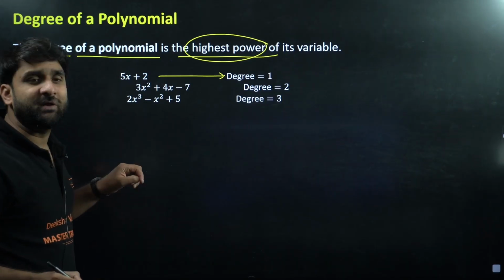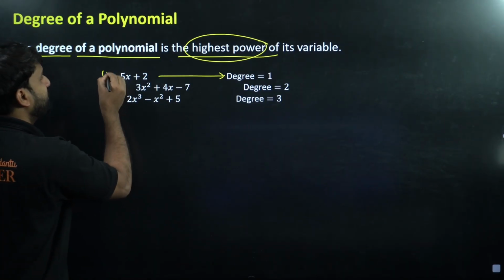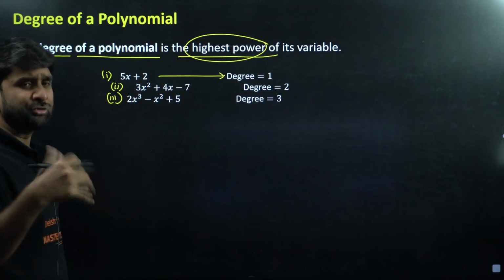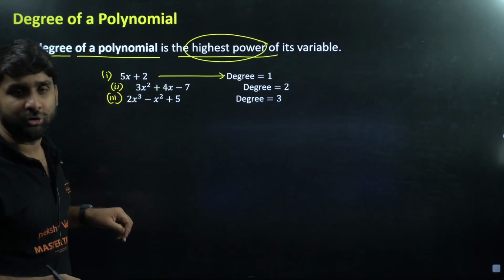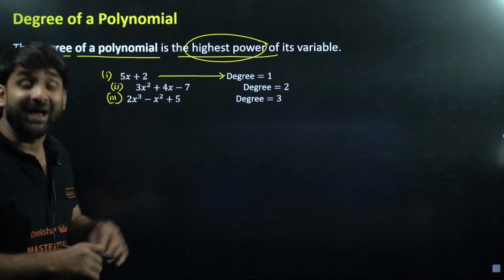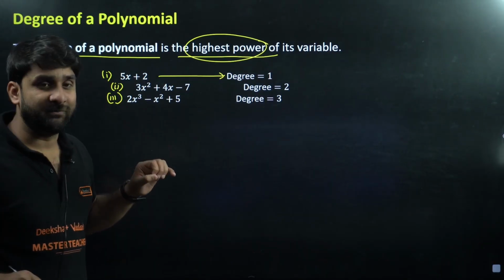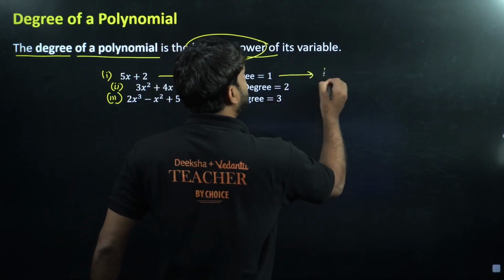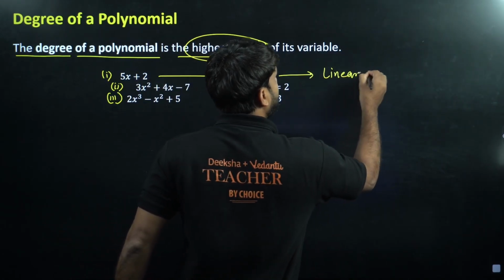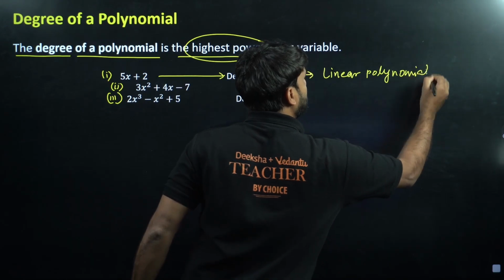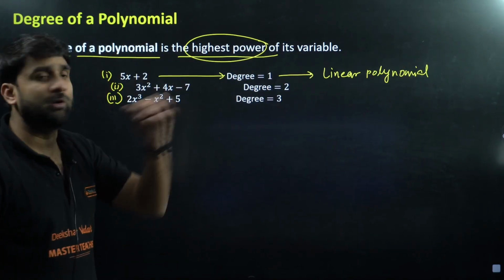I have given you 3 polynomials here. First decide whether they are polynomials or not. Of course they are polynomials. Why? Because their power is a whole number and positive. So the degree is 1 because x has power 1. Now degree 1 polynomials are called linear polynomials. So this is called a linear polynomial.